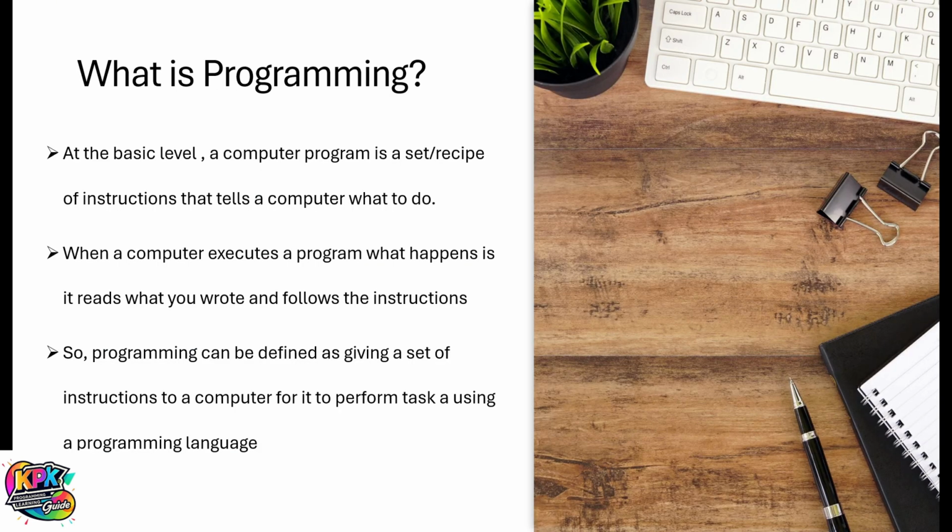What is programming? At the basic level, a computer program is a set or recipe of instructions that tells a computer what to do. When a computer executes a program, what happens is it reads what you wrote or the instructions that you give to it, and then it follows it. So programming can be defined as giving a set of instructions to a computer for it to perform a specific task using a programming language.